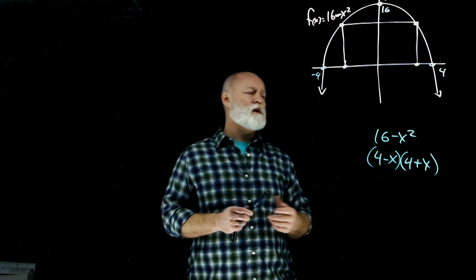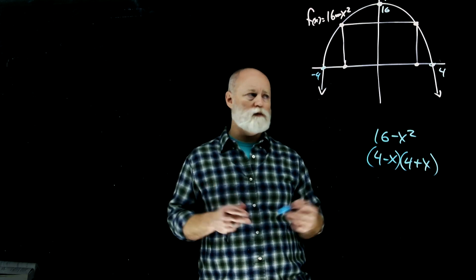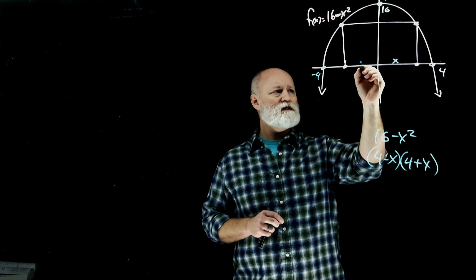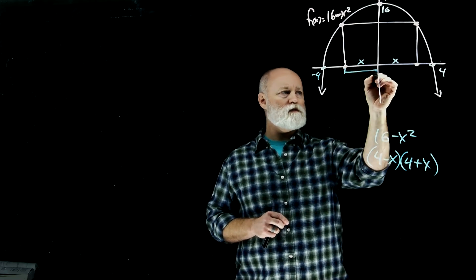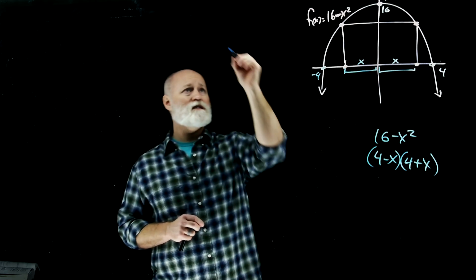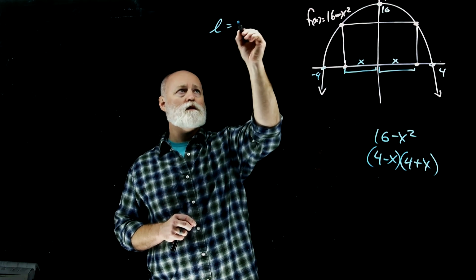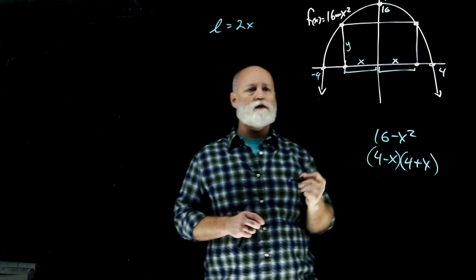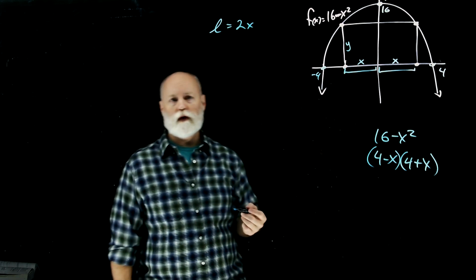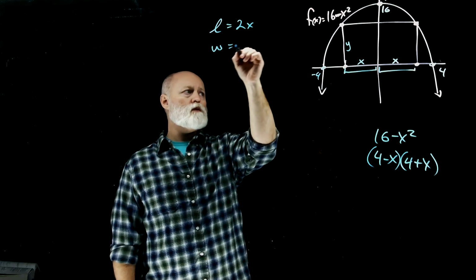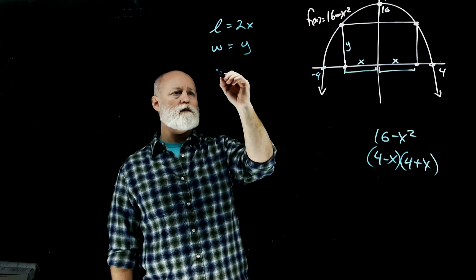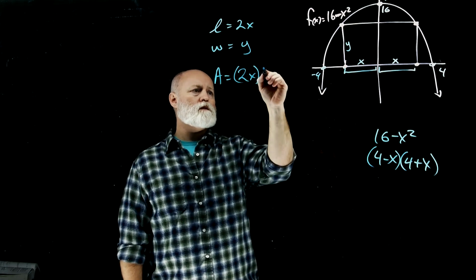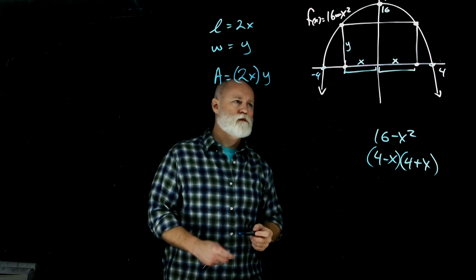Now, how do we start to identify and understand what we're really dealing with? Let's do something real quick. Let's call this value right here x, which means that this is also x, and I'm talking about the distance from there to there. That means that the length of this rectangle is 2x. Then we have the height of the rectangle, which we'll call y, or the width, however you want to describe that. So width is equal to y. The area of this rectangle is equal to 2x times y.